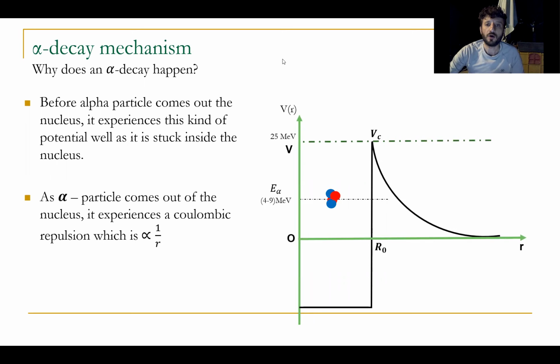Now I repeat: before the alpha particle comes out of the nucleus, it experiences this kind of negative potential well inside the nucleus. When the alpha particle comes out of the nucleus, we have the potential energy V. Let me calculate the value of V maximum.